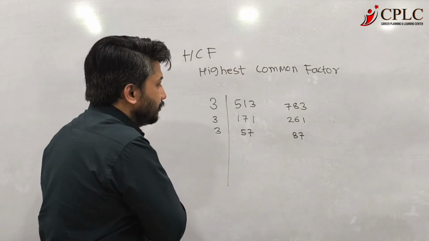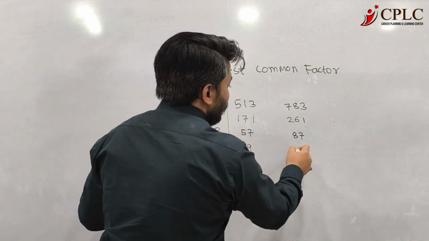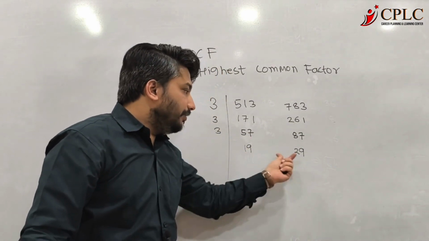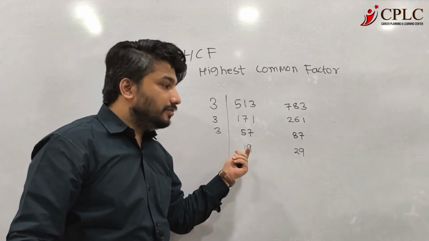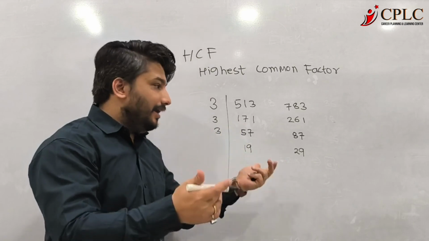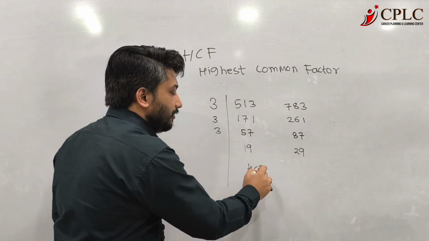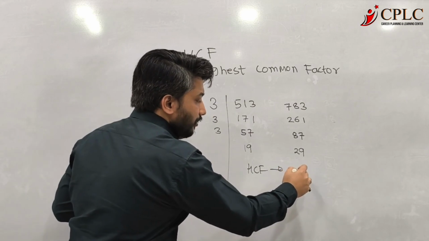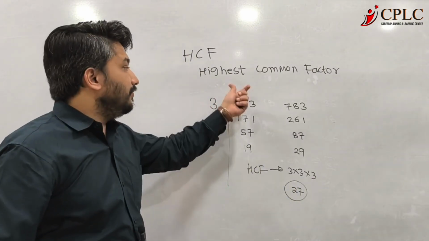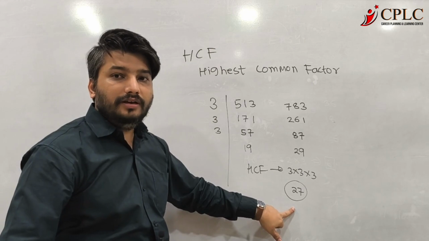So if we divide everything by 3 again, you will get 19, 3 19s are 57 and 29, 3 29s are 87. So we are left with now 19 and 29, and 19 and 29 are not divisible by any other common number further. So if you remember, this is where we will stop, and all the factors outside we have to multiply for calculating the HCF. So when we do that, we get 3 into 3 into 3, which gives us the answer as 27. So the HCF of 513 and 783 is 27, and that is how we can figure it out.